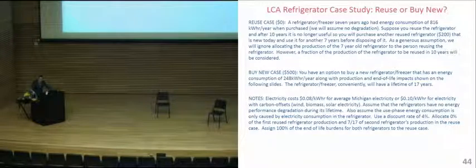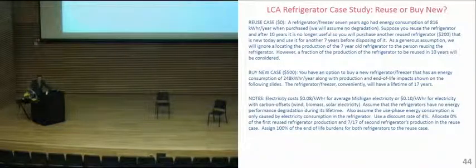What we chose to do in this problem was, basically, you're reusing two refrigerators. The first one you're reusing for 10 years, the second one for an additional 7 years. This is completely arbitrary, but it's what we're doing. We say that none of the burdens from the first refrigerator are going to be allocated to the reuse phase, and we're going to allocate 7/17 of the second refrigerator. So we're using it 7 of the 17 years.